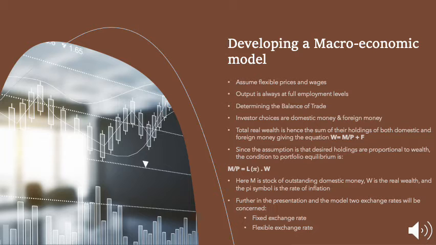Then M is also the outstanding stock of domestic money, and in equilibrium domestic residents must be willing to hold that stock. Since we assume the desired holdings of domestic money are proportional to wealth, the condition for portfolio equilibrium will be M is equal to L of pi multiplied by W. Here pi stands for the rate of inflation. In this model, it is also the expected rate of depreciation of the currency. For the current study, we will treat pi as exogenous.